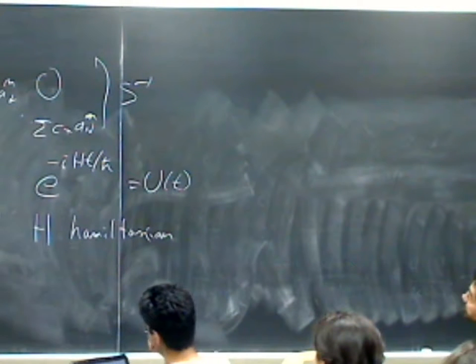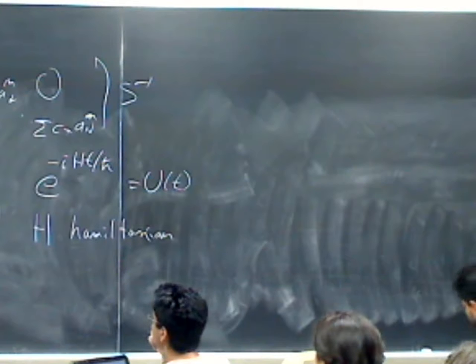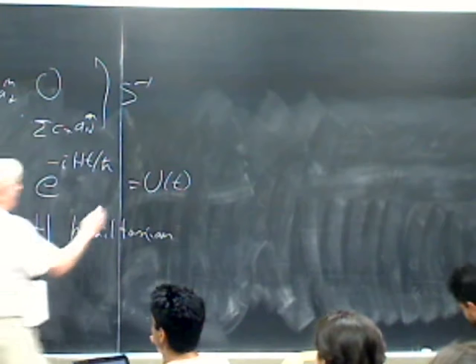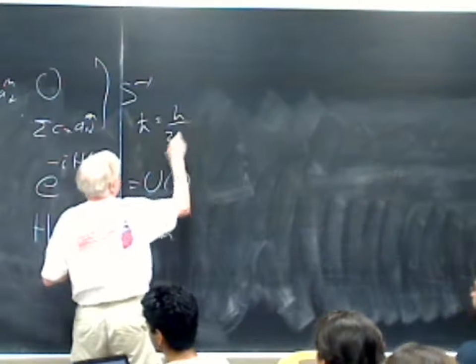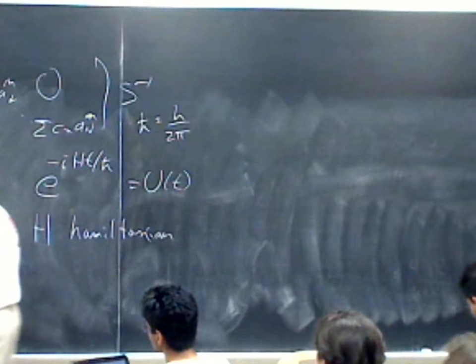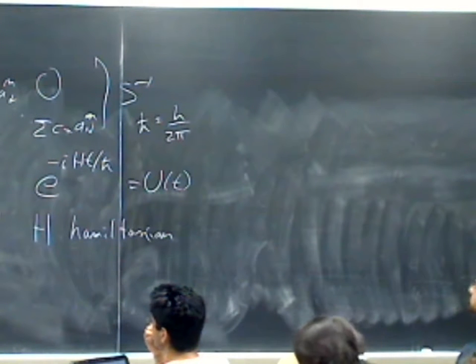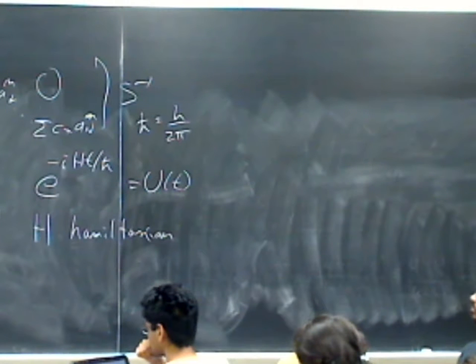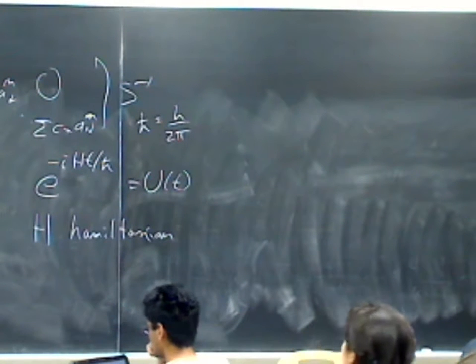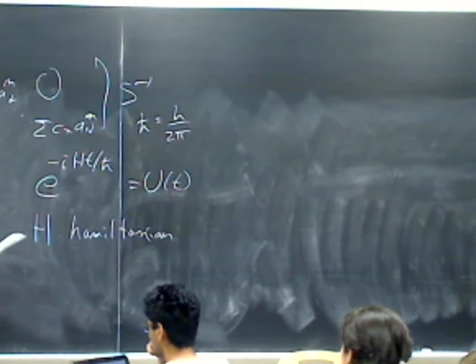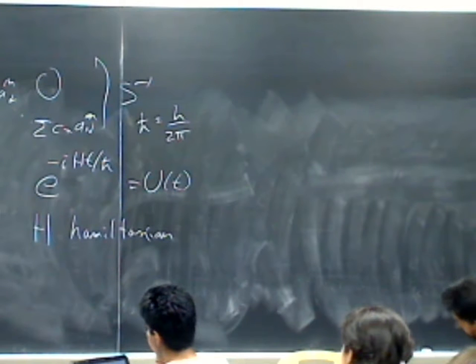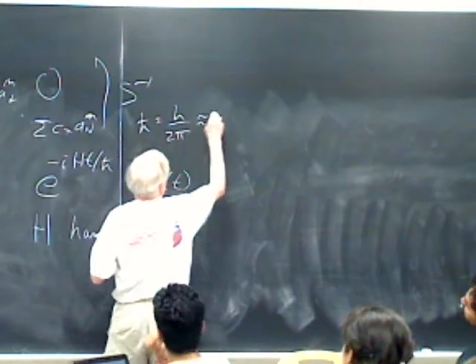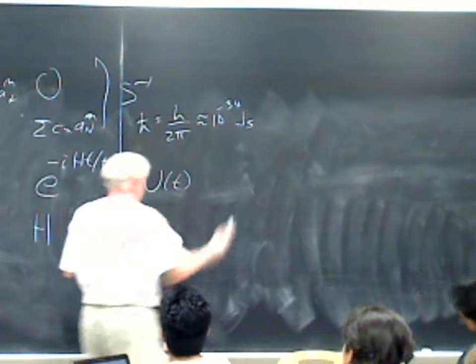Named after Hamilton. In fact, his name is William Rowan Hamilton, 1805 to 1865. h bar is the Planck constant over 2 pi. Although Hamilton only lived 60 years, Planck made it to something like 90 years, 89. Anyway, h bar is approximately 10 to the minus 34 joule seconds.